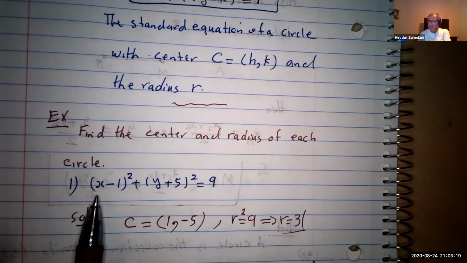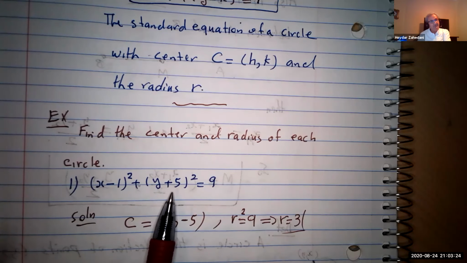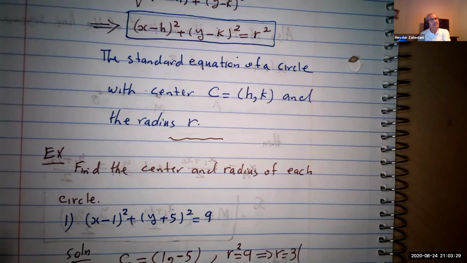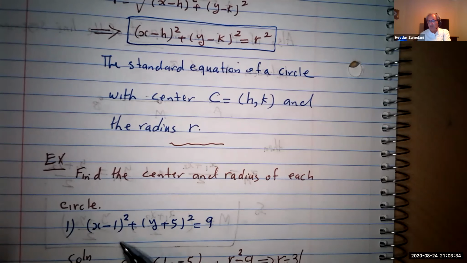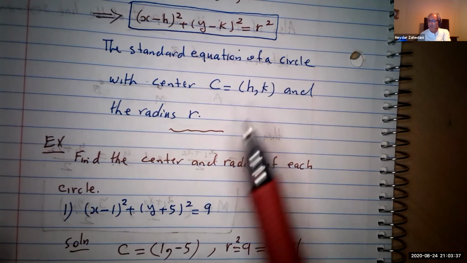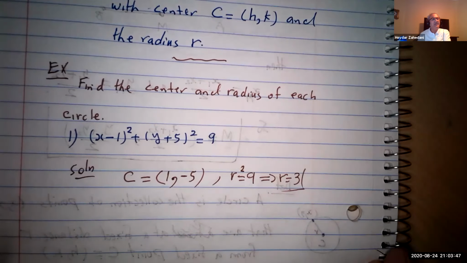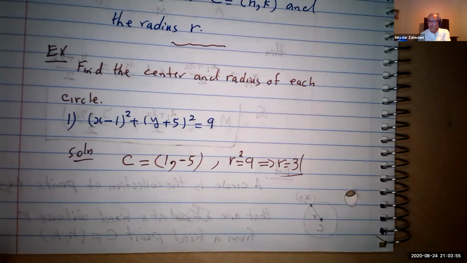So compare them together. This is like x minus 1 equal to 0, that gives x equal to 1. Y plus 5 equal to 0, y would be negative 5. Or when you compare them together, you see that's just the opposite sign. Negative h is negative 1, so h is 1. Negative k is positive 5, so k is negative 5. R squared is 9, r would be 3, and we are done. Any question? That's the one we call case 1. Okay, ready for case 2?